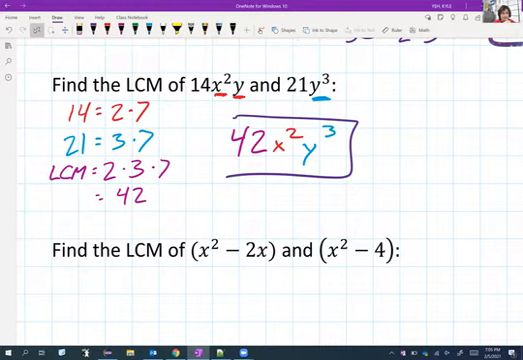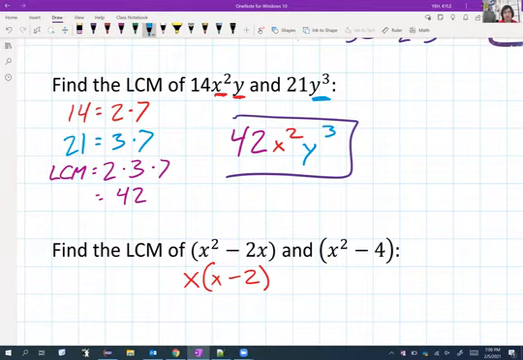What if it's just like polynomials? So we have, find the LCM of x squared minus 2x and x squared minus 4. Well, I'm going to come over here and say this first one is x times x minus 2. I could factor out an x. Again, factoring super important. That's x times x minus 2.